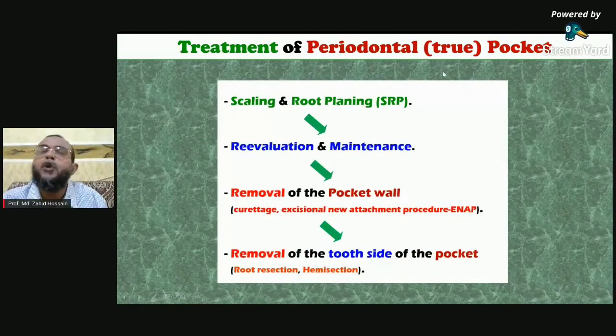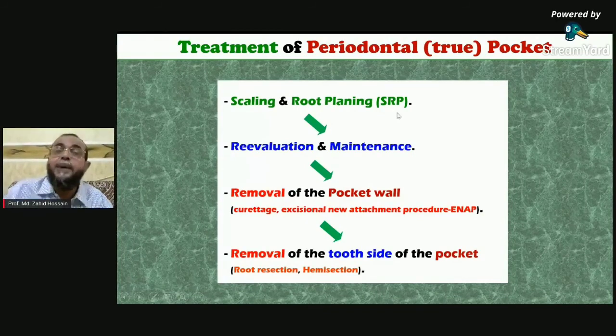Treatment of periodontal true pocket. If it is a periodontal pocket or true pocket, it means the junctional epithelium migrated apically. The junctional epithelium is not attached to the cingulum junction. It is destroyed and it has migrated apically. Okay, and its width is also less, maybe less than 100 micrometer. So at first you have to do scaling and root planing. We call it SRP. Remember, a very common term. This is called non-surgical therapy for periodontitis.